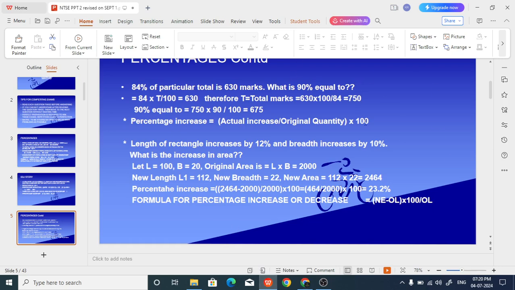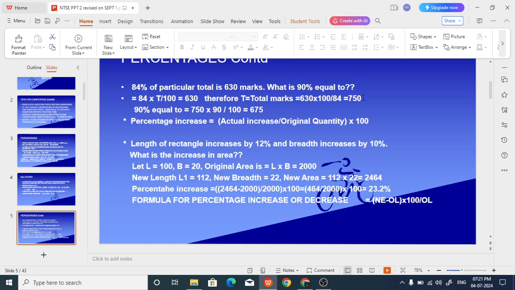See, here I have done and given the answer also, 750. Why are you taking so much time? 750 is the total marks. What is asked? What is 90% equal to? Total marks 750, 90% of that will be how much? 750 into 90 by 100. How much are you getting? 675.